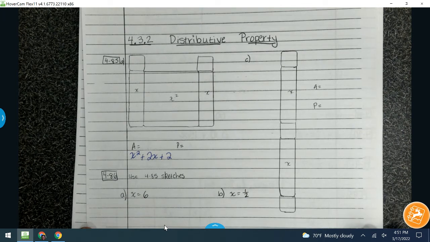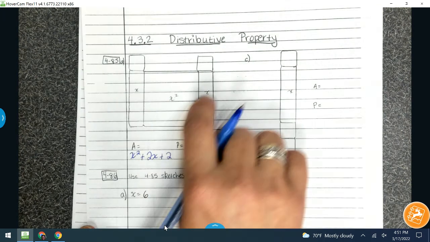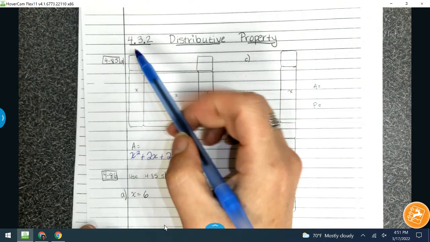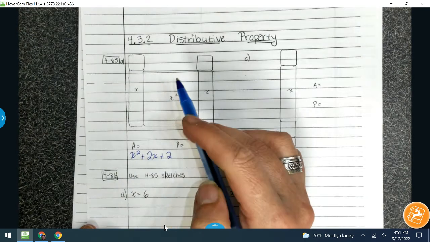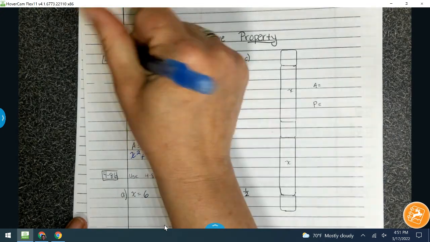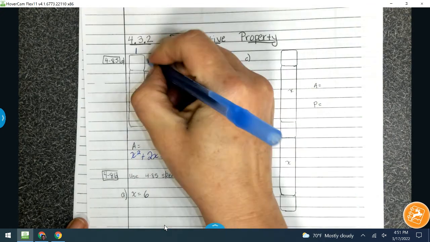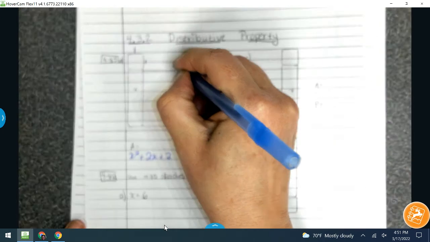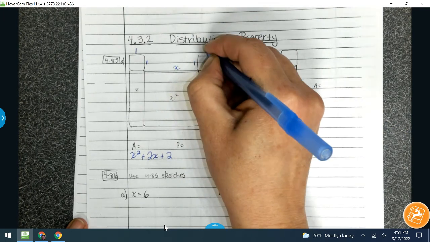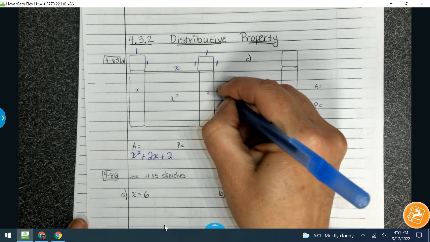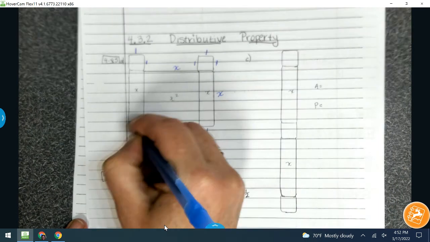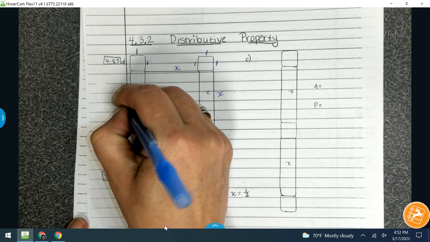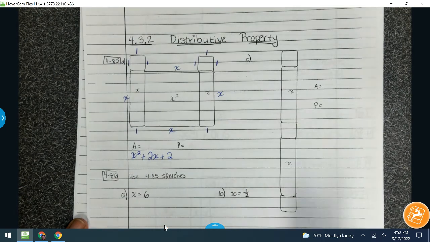Next, I need to do my perimeter, my outside edge. I always start in the upper left-hand corner because that helps me to remember to go all the way around, just in case things get a little wonky. So I have my 1 on this side, 1, x, 1, 1, 1, x, 1, x, 1, x, and 1.